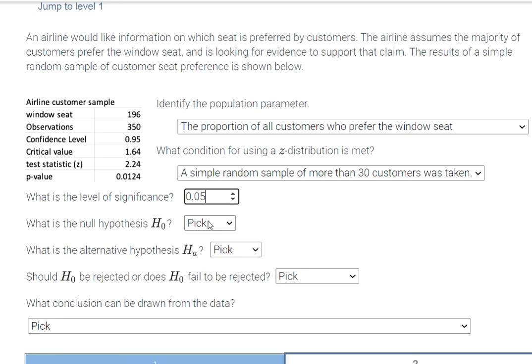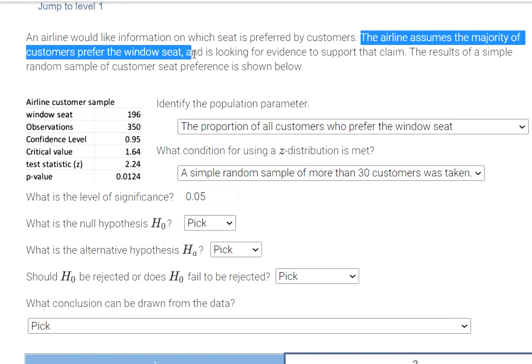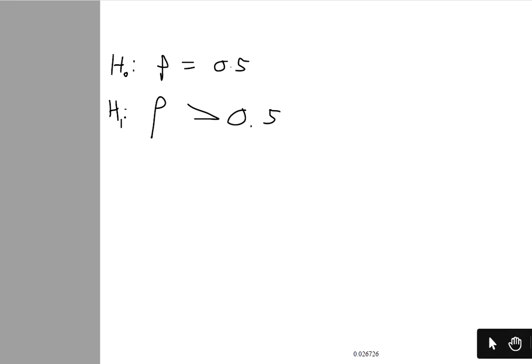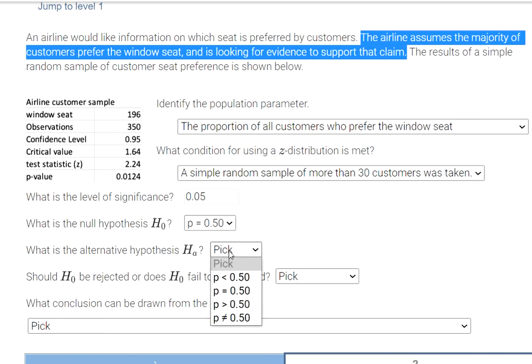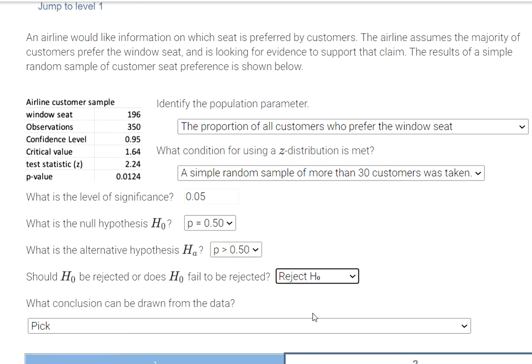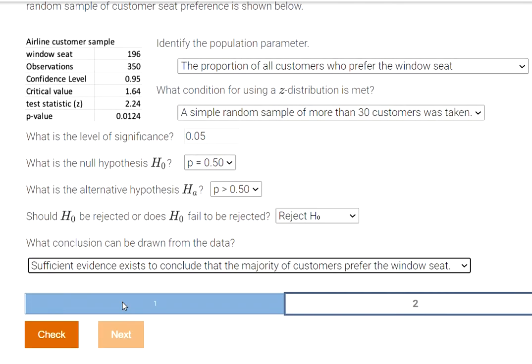But the null hypothesis. Okay, what's the null hypothesis? The airline assumes the majority of customers prefer the window seat, and they're looking to support that claim. The airline thinks the proportion for window seat is greater than 0.5, meaning a majority. So that's your alternative hypothesis. The alternative is always the hypothesis you're trying to test. And the null just means that it's equal to what their original claim was, that there's no effect happening. So the null hypothesis, there's no effect, that it is equal to 0.5, there's no difference. The alternative is that it's greater than 0.5. So should we reject? They already give us the p-value. The p-value is less than the level of significance, so we reject H0. And the conclusion is that there's sufficient evidence for their claim.